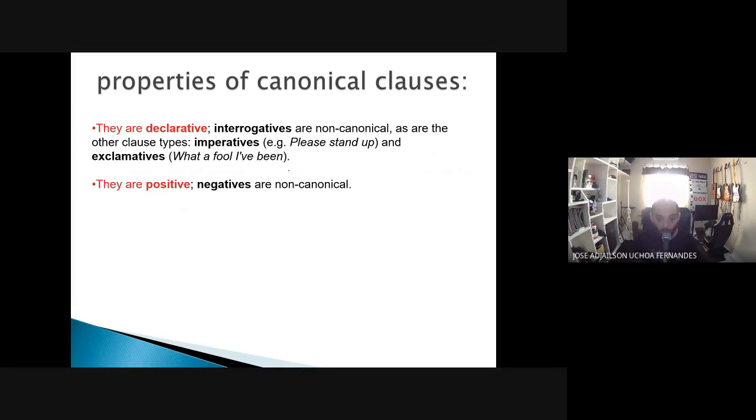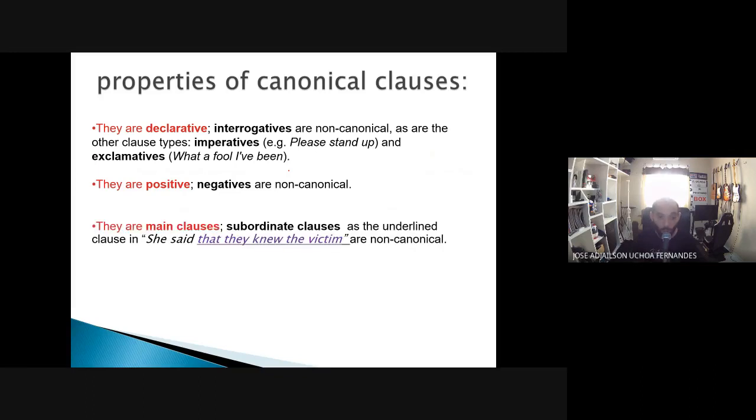Canonical clauses are positive. So negatives are non-canonical. Canonical clauses are necessarily main clauses. Subordinate clauses, as the underlined clause in she said that they knew the victim, is canonical. But when I put that, I have a problem. The clause is not they knew the victim, but that they knew the victim. Now that is a conjunction. So it is non-canonical now. She said what? That they knew the victim.